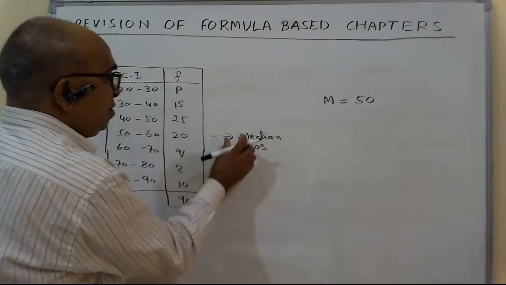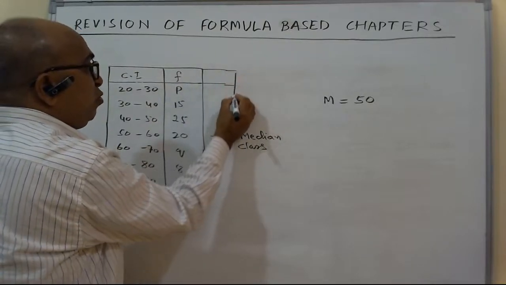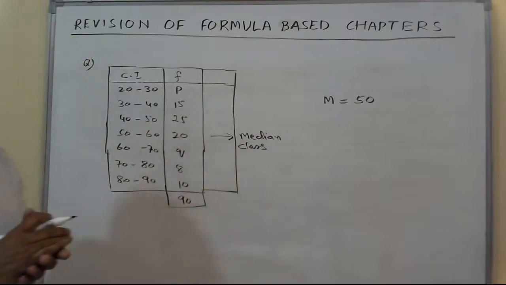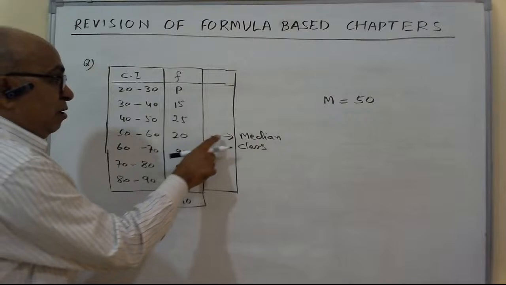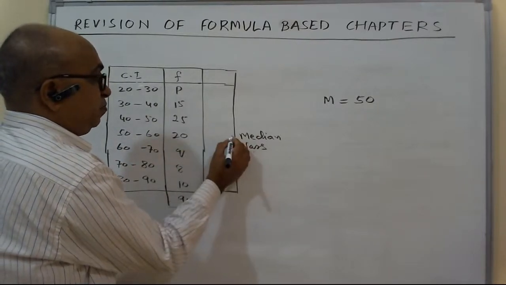But if the median is not given, then we have to find cumulative frequency to know the median class. Here also we have to find cumulative frequency, but the median is given, so easily we got the median class. So this is the median class.